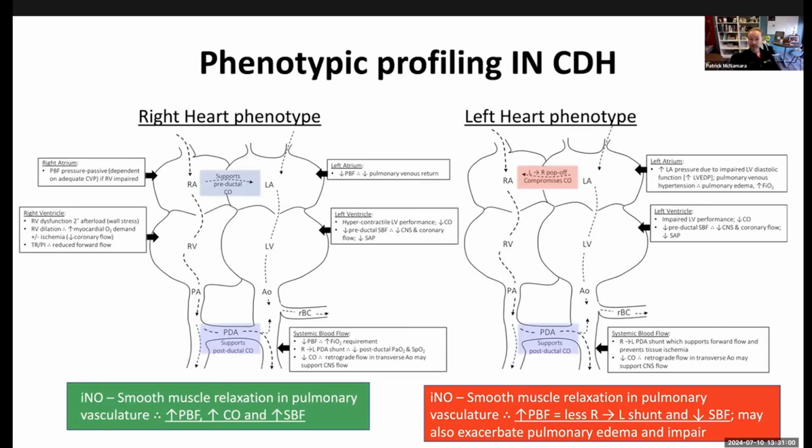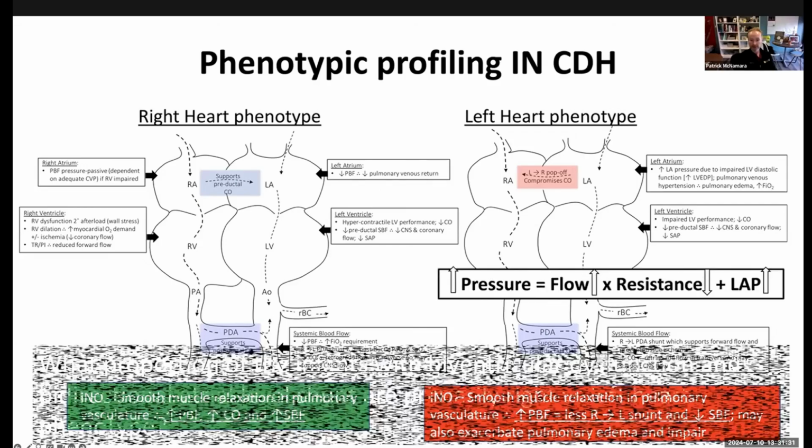This is also exemplified, again, you're going to have a talk on CDH. There are two types of physiologies. The classic resistance-mediated physiology, where you've got a right to left ductal and atrial level shunt, may benefit from drugs like nitric oxide. But the left heart phenotype, in which the oxygenation difficulty results from pulmonary venous hypertension and is exemplified by a left to right atrial shunt, is not likely to benefit from nitric oxide. So understanding the nuances of the physiology is vitally important in these particular scenarios.